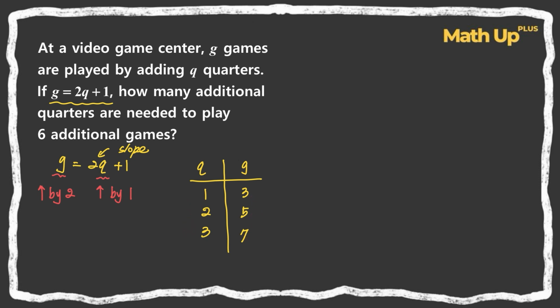So back to the question. How many additional quarters are needed to play 6 additional games? We know that if we have 1 additional quarter, then we can play 2 additional games, right? So in order to play 6 additional games, which is 3 times of this 2, we must have 1 times 3, 3 additional quarters, right? So the answer is 3.